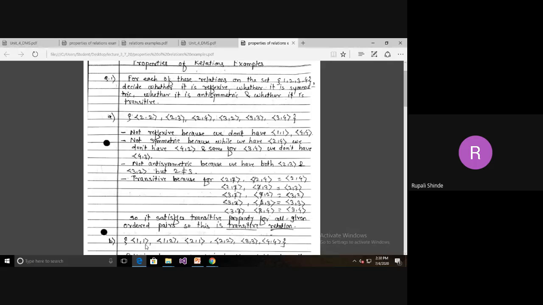Now check whether this one is a anti-symmetric. What is meaning of anti-symmetric? If your relation is containing order pair 1 comma 2, no, yes, this is not a anti-symmetric because here one order pair is present 1 comma 2, again 2 comma 1 is there, but its meaning is not like 1 is equals to 2. That's why this is not a anti-symmetric. And now check whether this one is a transitive.